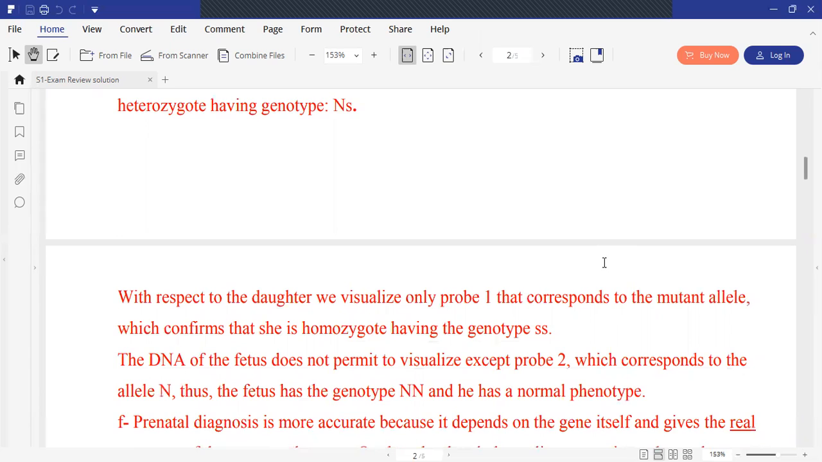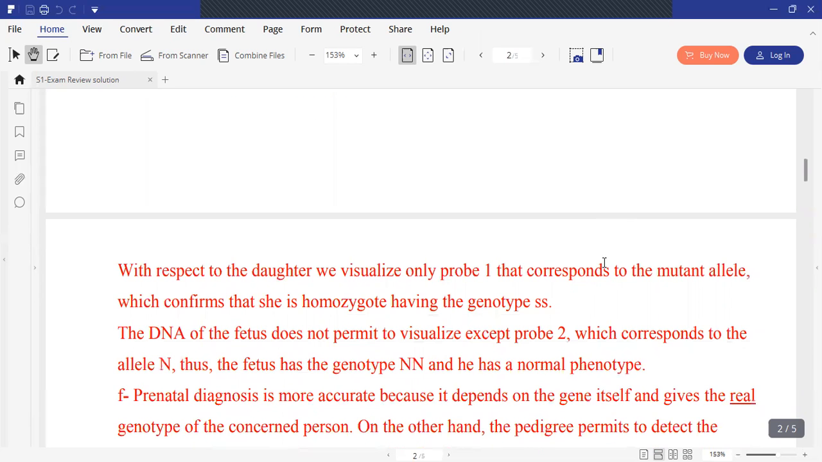While the DNA of the fetus only allows us to visualize probe 2. So this corresponds to the allele N, and the fetus will be normal, having genotype NN.